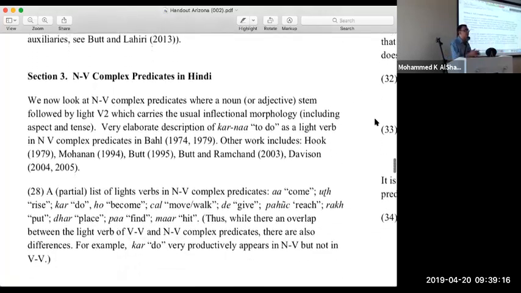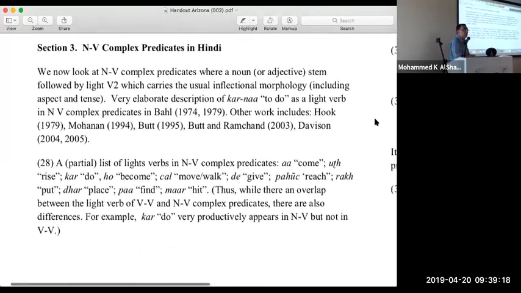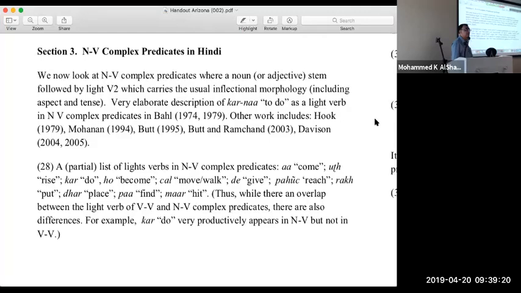So basically what I want to say is that whatever I've said here about VV complex predicates, that holds for NV complex predicates as well. Meaning in those cases also, the case is determined by the verb, and the theta roles are determined by the nominal.